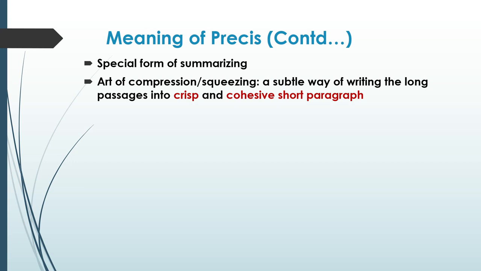In the same way, when you compress or squeeze the original passage, which is like those three oranges, what you get as a result is that juice, which is the précis of the oranges. So it is a subtle, artistic way of writing long passages into crisp, to the point, and cohesive short paragraphs. Cohesive means linked together, connected.